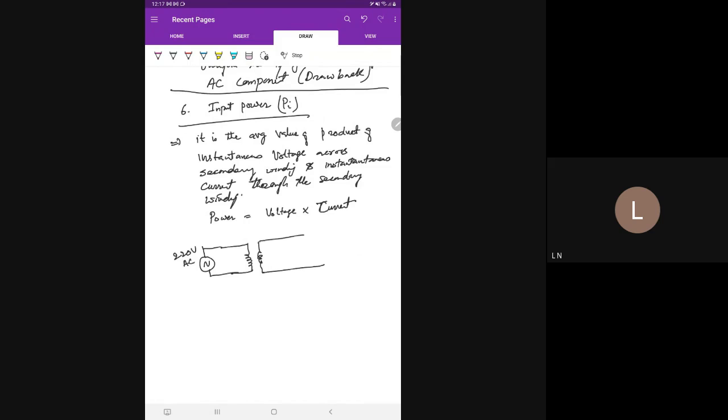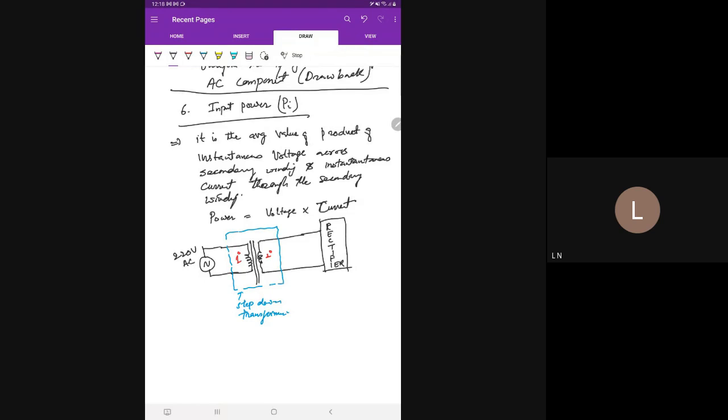We are operating in India, and we know this is the primary side of the transformer, and this is the secondary side of the transformer. This is our step-down transformer in the rectifier supply or in the power supply. The next stage immediately after the step-down transformer is our rectifier.